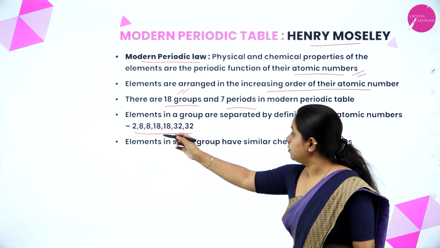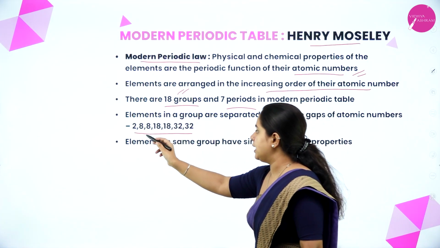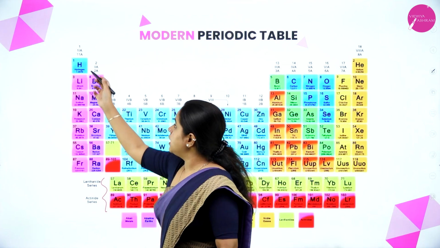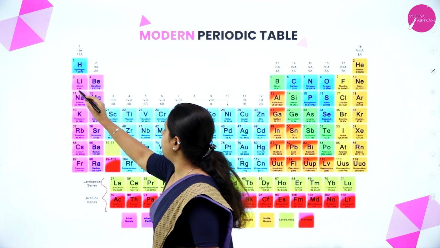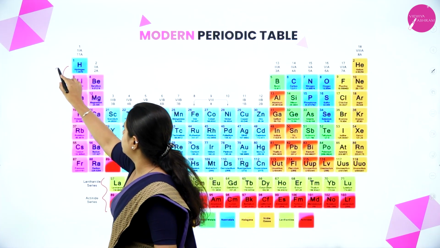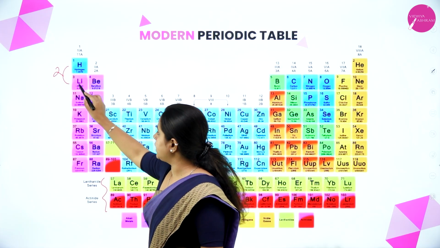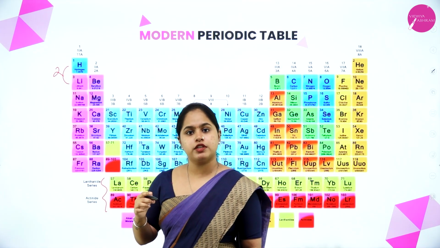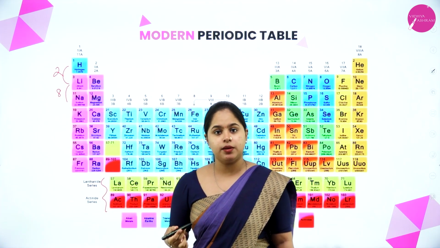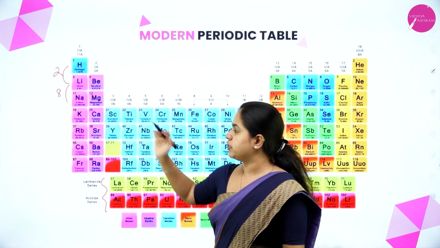So what did we see here? Elements in a group are separated by definite gaps of atomic numbers: 2, 8, 8, 18, 18, 32, 32. So what is this? The atomic number of the first element in this group is 1 and the second element is 3. So they have a difference of 2, right? And the second and third elements, lithium and sodium, what is the difference between them? It is 8, right? Lithium has atomic number 3 and sodium has atomic number 11. So the difference is 8.